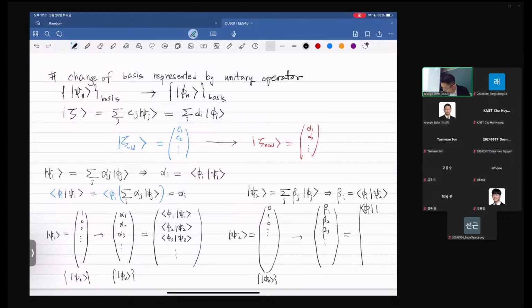Phi 1 psi 2, phi 2 psi 2, and so on. Pay attention to the indices I'm using, and don't get confused. This is written in terms of the phi n basis. Now you can see easily this can be extended to any psi basis function.